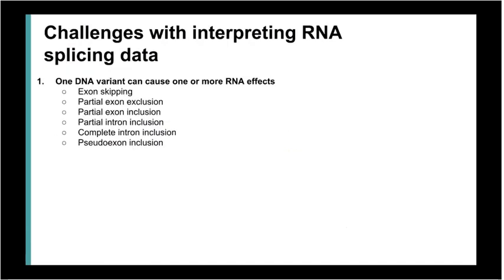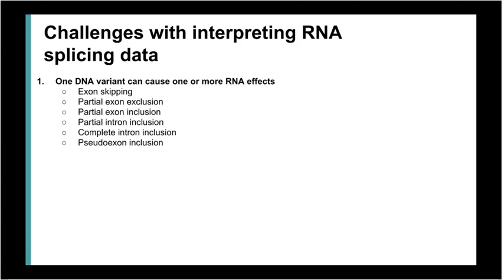And part of the challenge of interpreting the kind of RNA splicing data that we have available is that the RNA data is actually pretty complex itself, and Keith will show us some nice examples of that. One single DNA variant can cause one or more RNA effects. You can skip an exon completely. You might include part of an exon or an intron. There are lots of different things that we can see in an RNA assay.